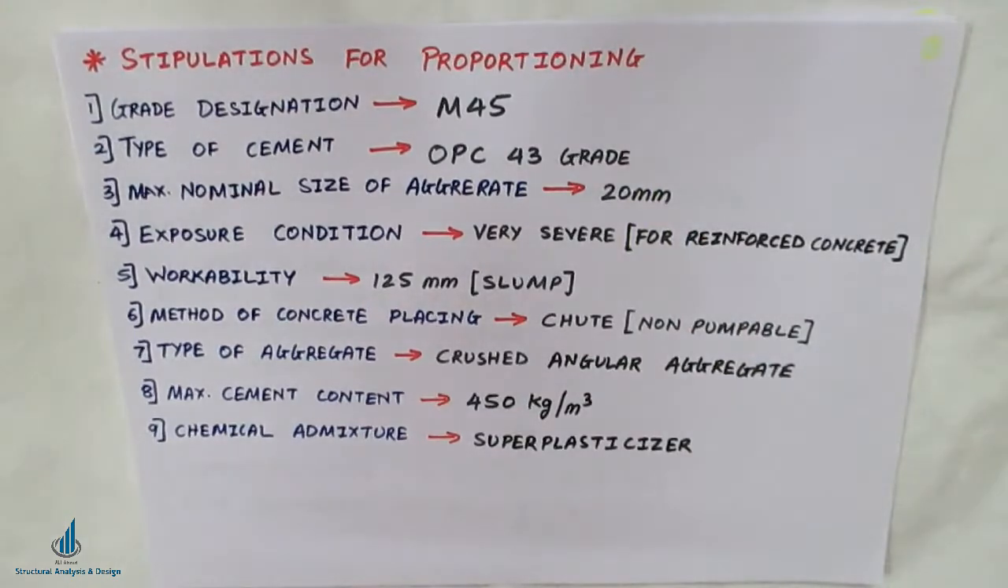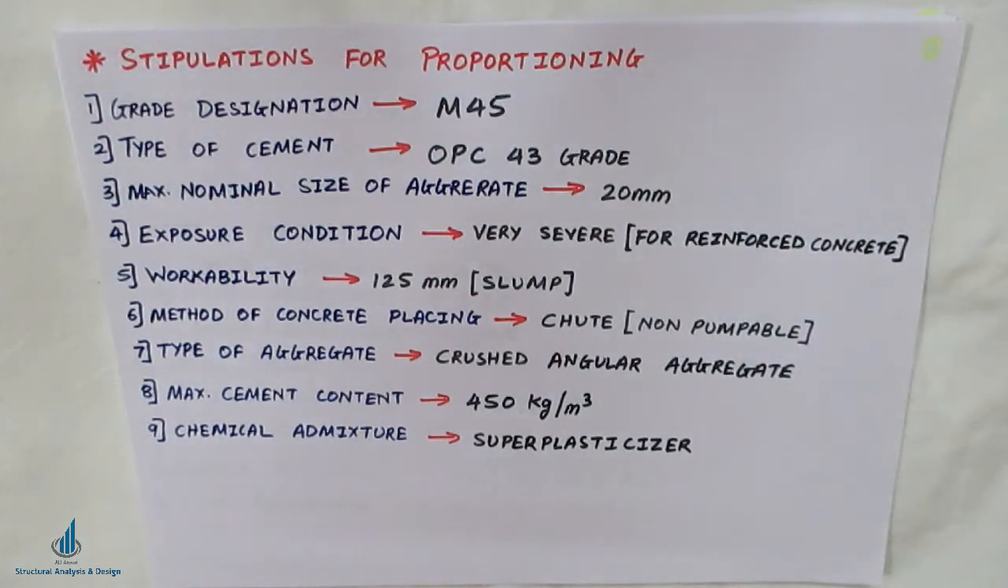The exposure condition they have mentioned is very severe, and the concrete is to be used for reinforced concrete, and the workability is 125 mm slump. The method of placing is CUTE, that is non-pumpable concrete. Type of aggregate is crushed angular aggregate. Maximum cement content is 450 kg per meter cube, and the chemical admixture which we will be using in this particular design is Superplasticizer.